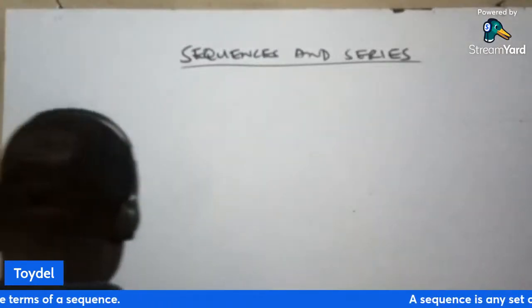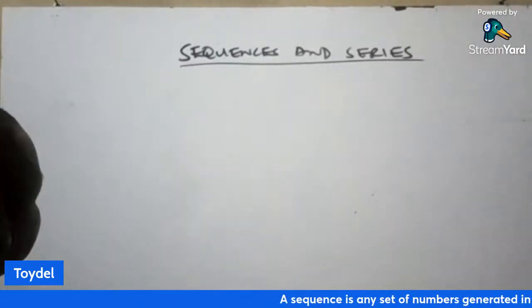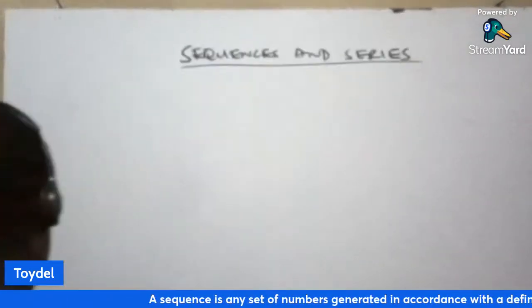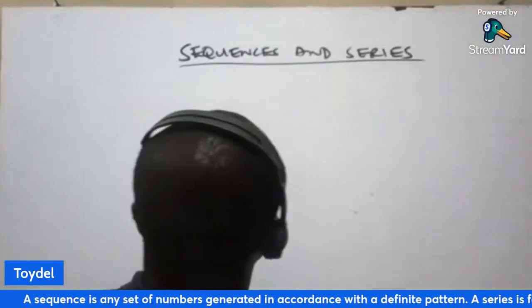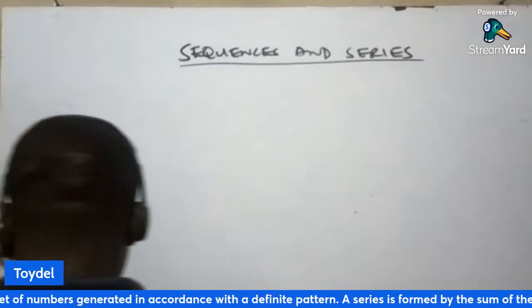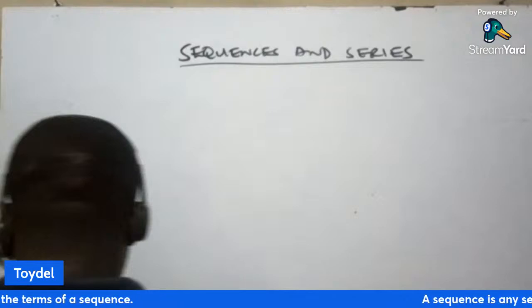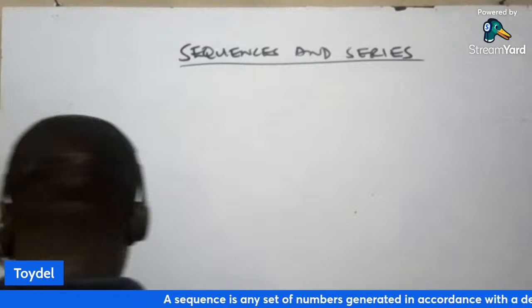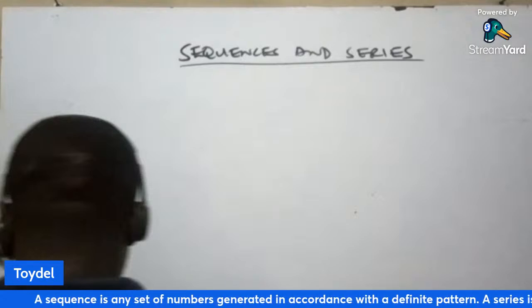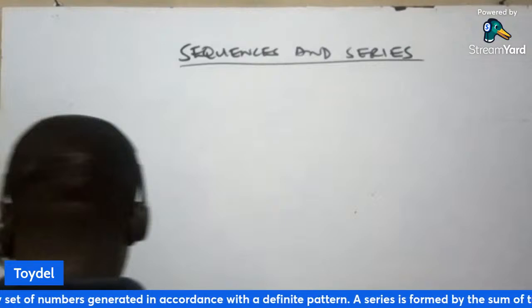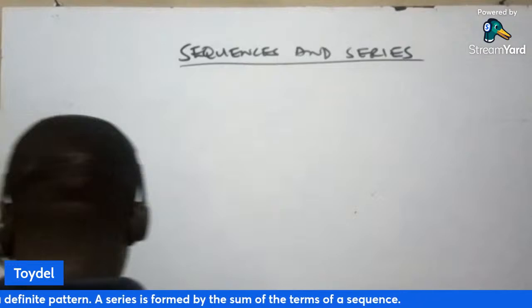A sequence is any set of numbers generated in accordance with a definite pattern.